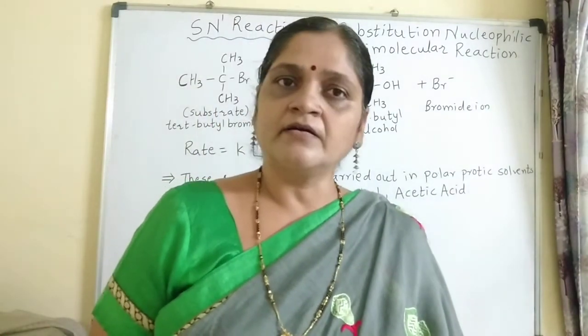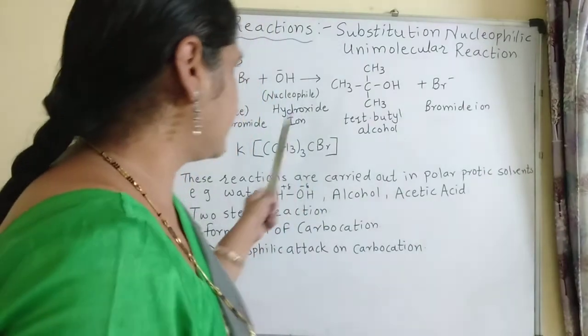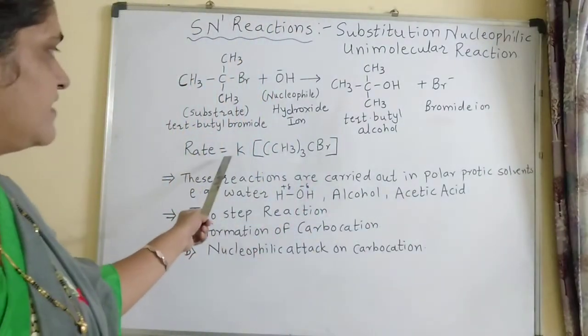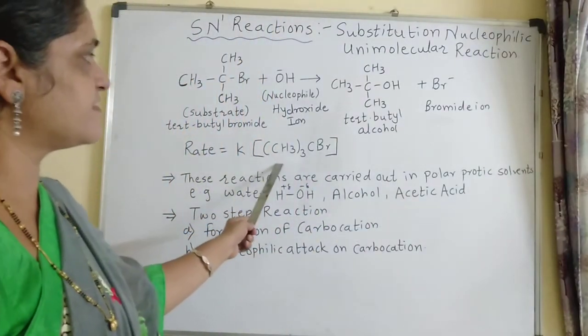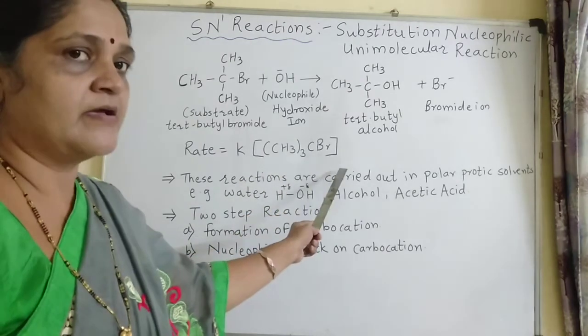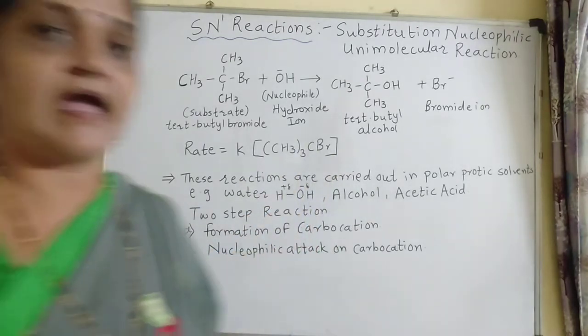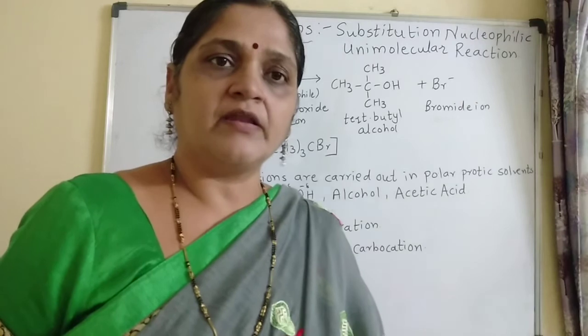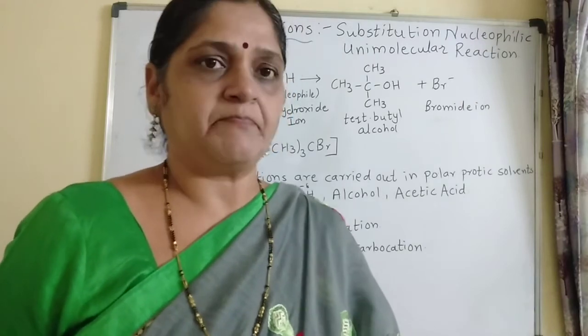So when we talk about the rate of this reaction, the rate is equal to K into the concentration of tertiary butyl bromide. Means only one reactant is involved in the rate determining step.